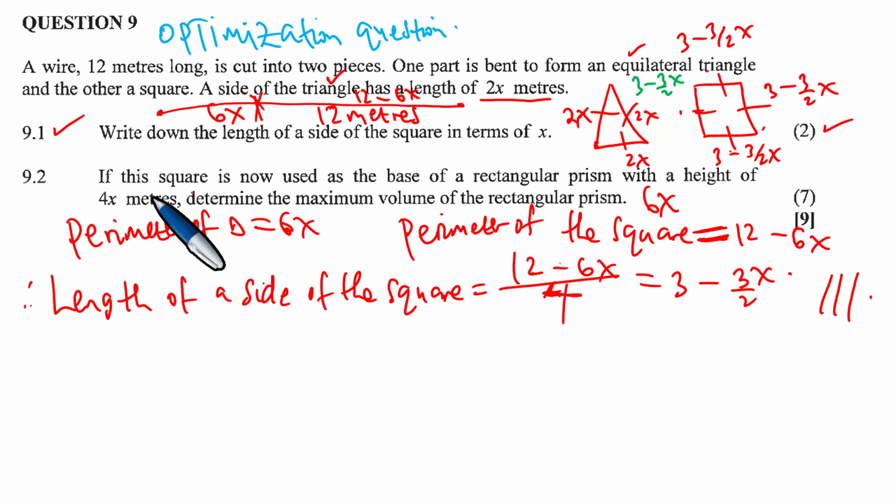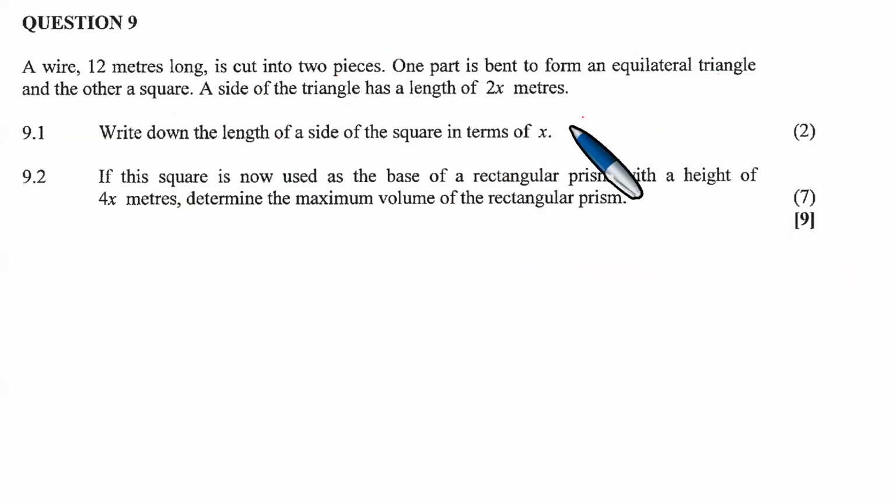Next, if this square is now used as the base of a rectangular prism with a height of 4x meters, determine the maximum volume of the rectangular prism. Let's look at this one. What is the length of a side of the square? We have already seen the side of the square. This topic is called optimization, and optimization is about finding maximum or minimum volume.